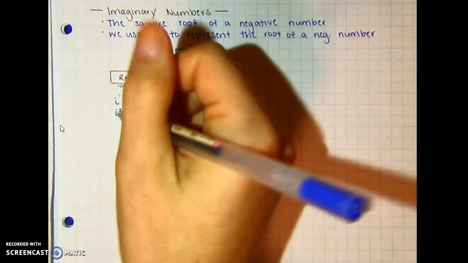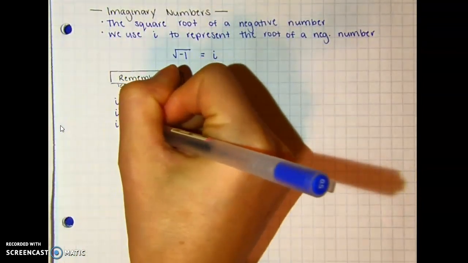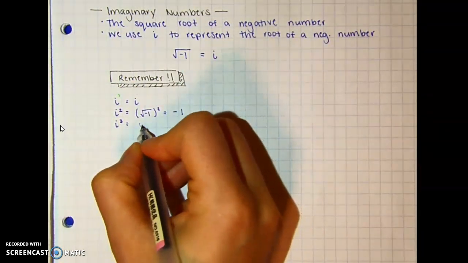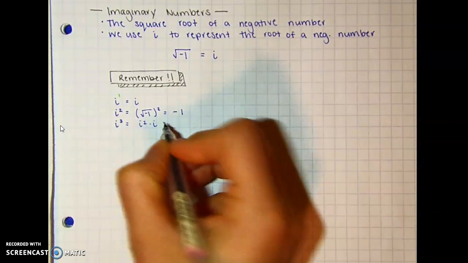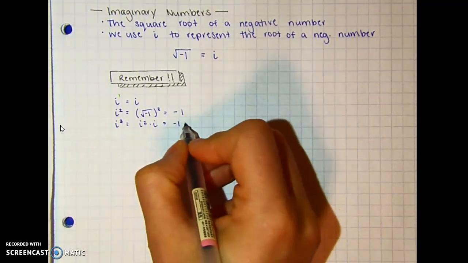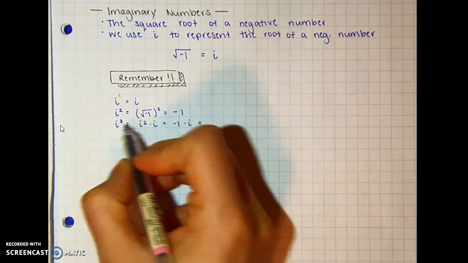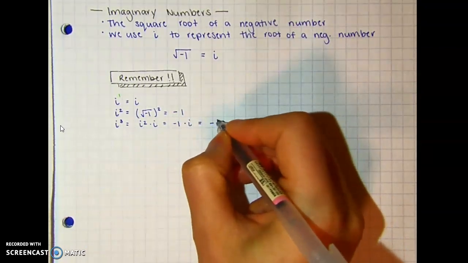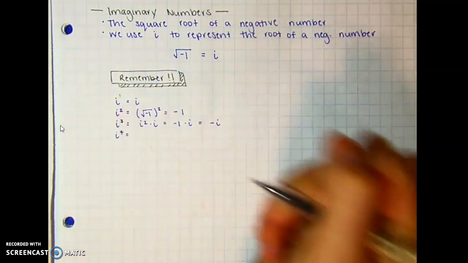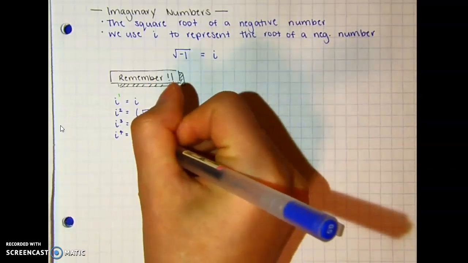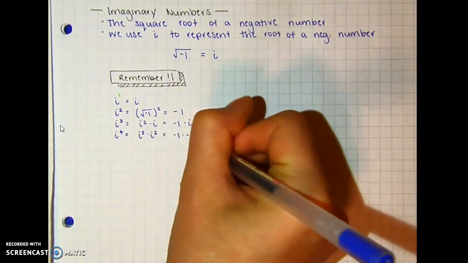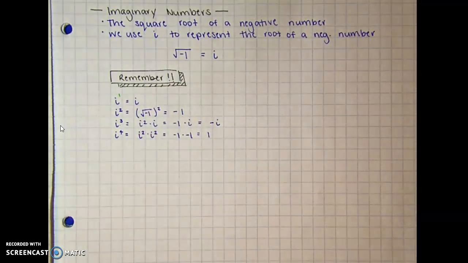Okay, so i cubed is equal to, well, we could think about it as i squared times i, right? So i squared times i, well, that's just -1 times i. So i cubed is equivalent to -i. And i to the fourth is equal to, well, we could break that down to i squared times i squared, and that's equal to -1 times -1, and -1 times -1 is +1.